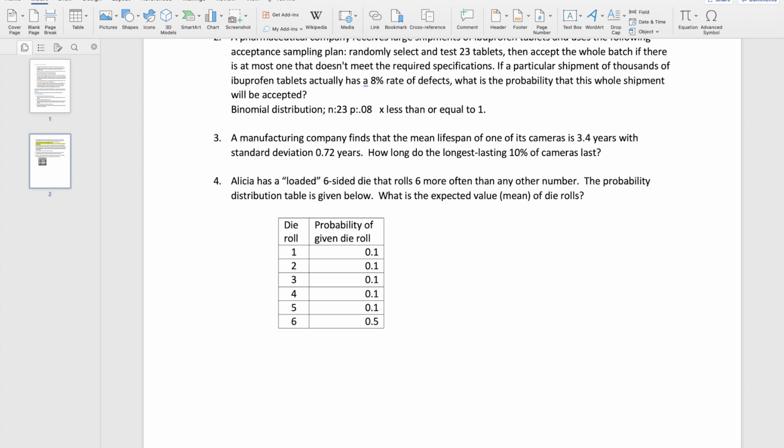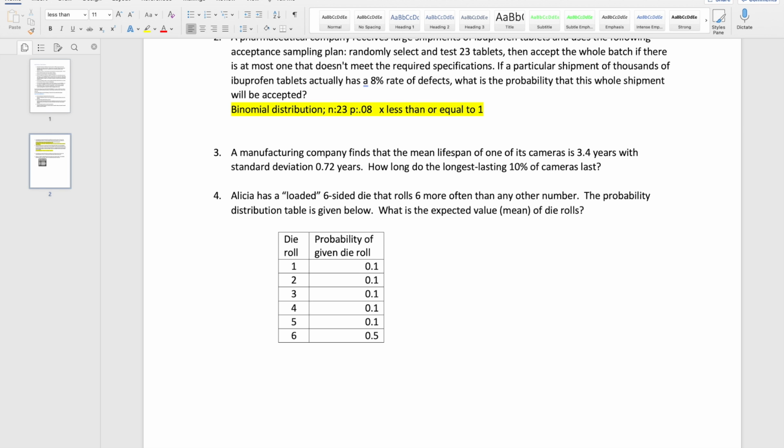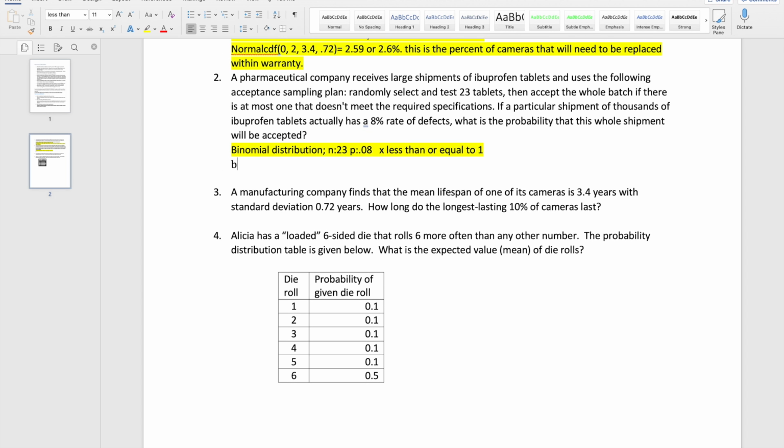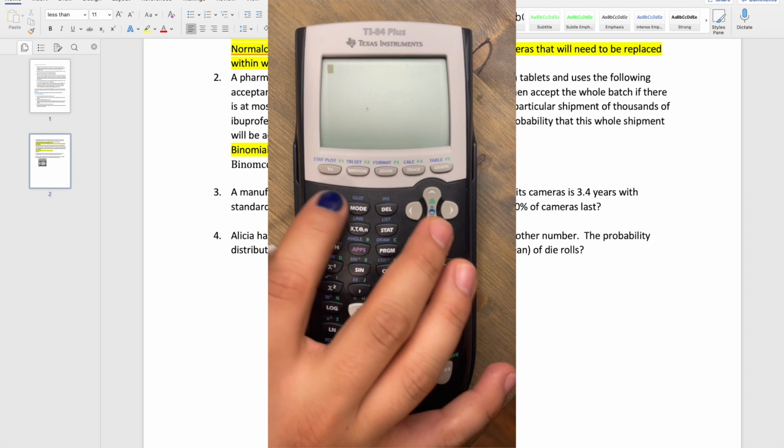So what we're going to use, this is what we're looking for. We are going to use our binomial CDF to find this out. We put our mark and let's see. So let's open our calculator on second vars.